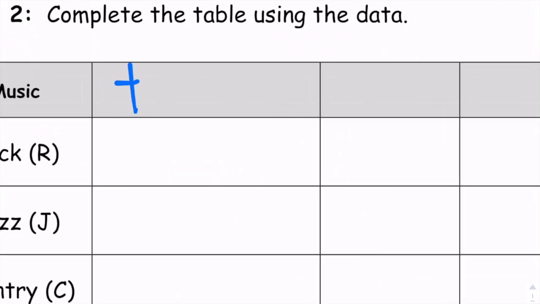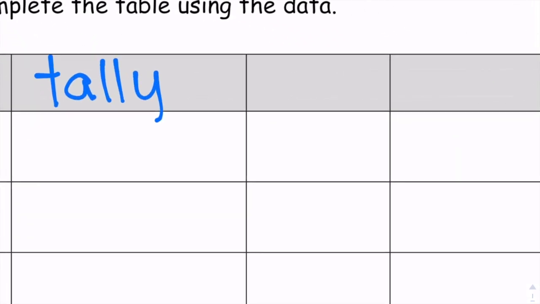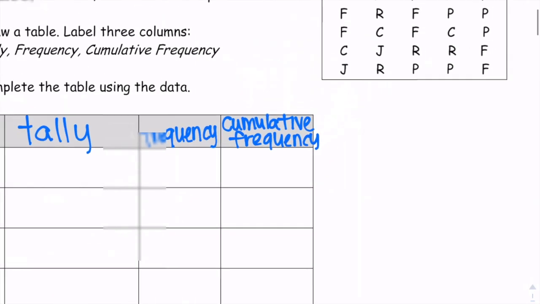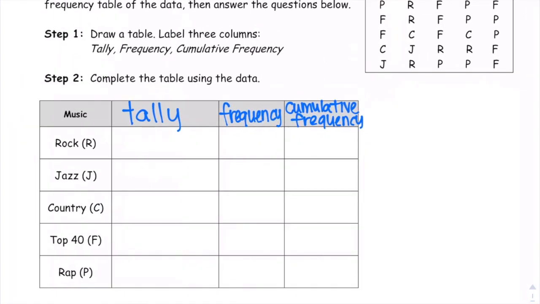So we're going to label this first one tally. Second one we're going to label frequency. And this one we're going to label cumulative frequency. And so now we're going to go through and we're going to count.